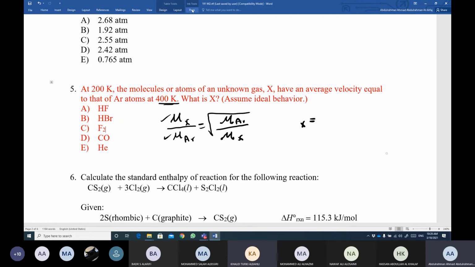Doctor, what about the variation in temperature? At the same temperature, if there is a temperature change, we cannot do it. There is a temperature change, 200 Kelvin and 400 Kelvin. No, this is comparing. That's the rate. Yeah, this is velocity. Okay, right. Again, making mistakes.